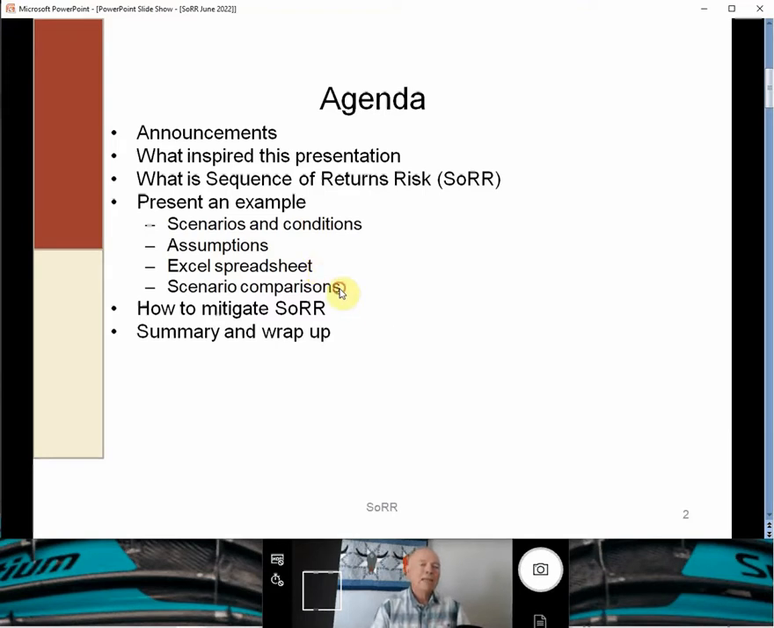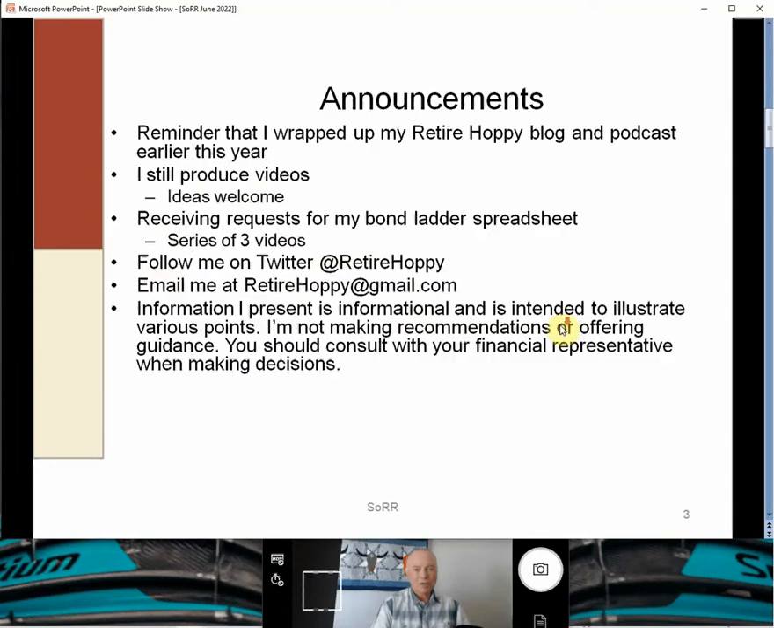And in that model is a worksheet that goes through the comparisons of scenario 1 versus scenario 2, which is really the crux of this presentation. Then I'll talk a little bit about the ways that are available to you to mitigate sequence of returns risk before I summarize and wrap things up.